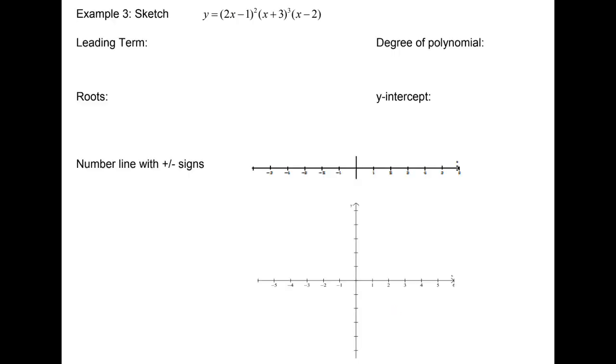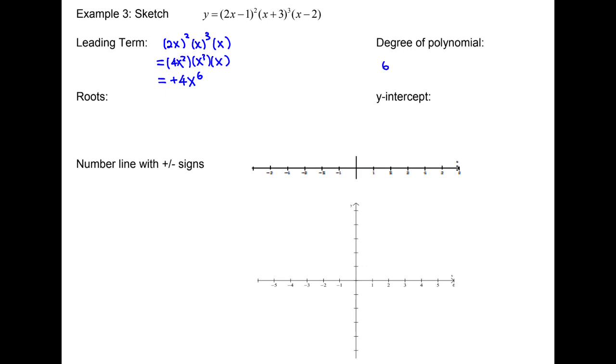Example number 3. First, let's find our leading term. Our leading term will be 2x squared times x cubed times x, which will be 4x squared times x cubed times x, which will be positive 4x to the exponent 6. So our degree of the polynomial will be 6.